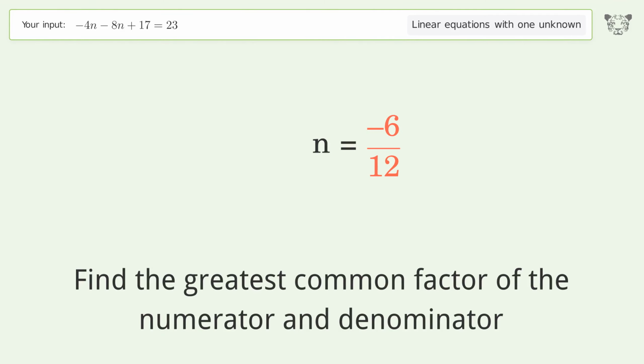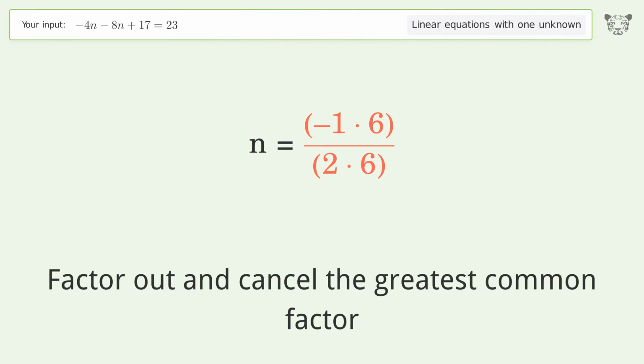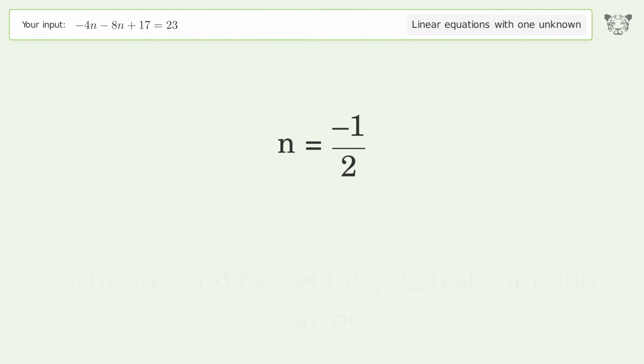Find the greatest common factor of the numerator and denominator. Factor out and cancel the greatest common factor. And so the final result is n equals -1/2.